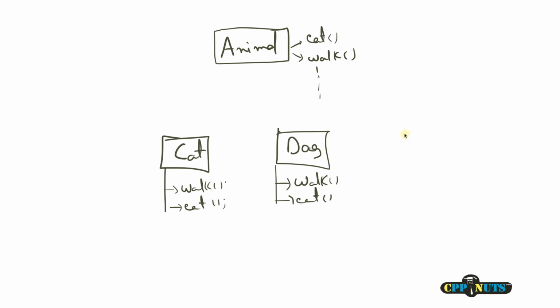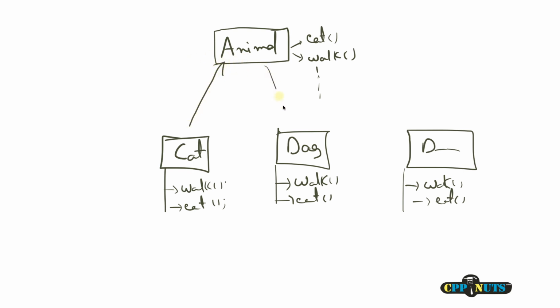Let's suppose you are creating a dinosaur. In that also you will have this walk and eat. What I mean to say is, if all these classes have some common property in them, then what we should do is create a common class. Let's say it is animal, and we should inherit that in our class.